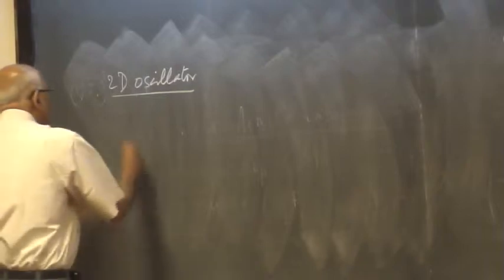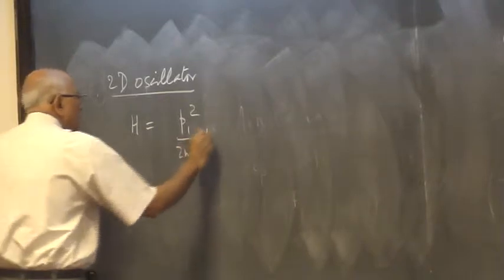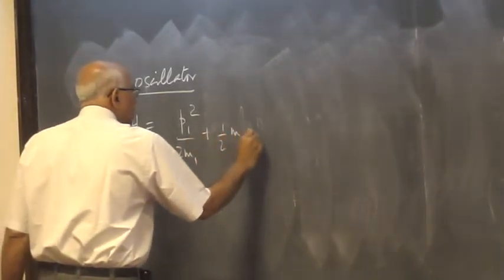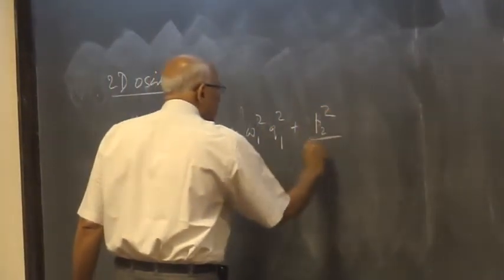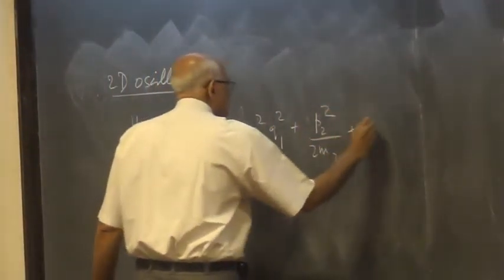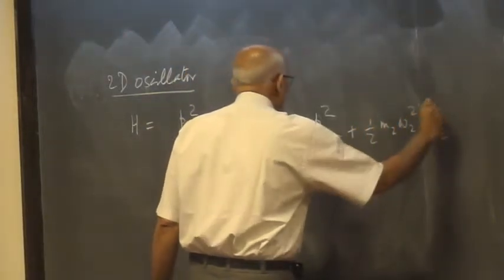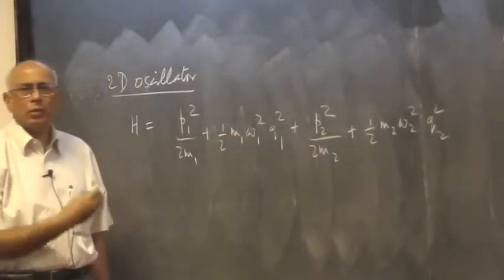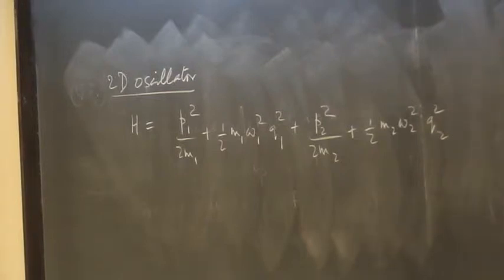So what does the Hamiltonian look like? H looks like p1 squared over 2m1 plus 1/2 m1 omega1 squared q1 squared, plus p2 squared over 2m2 plus 1/2 m2 omega2 squared q2 squared. That's your Hamiltonian. Now what do action angle variables do? Well, it's easy to check that the following are in fact the action angle variables.